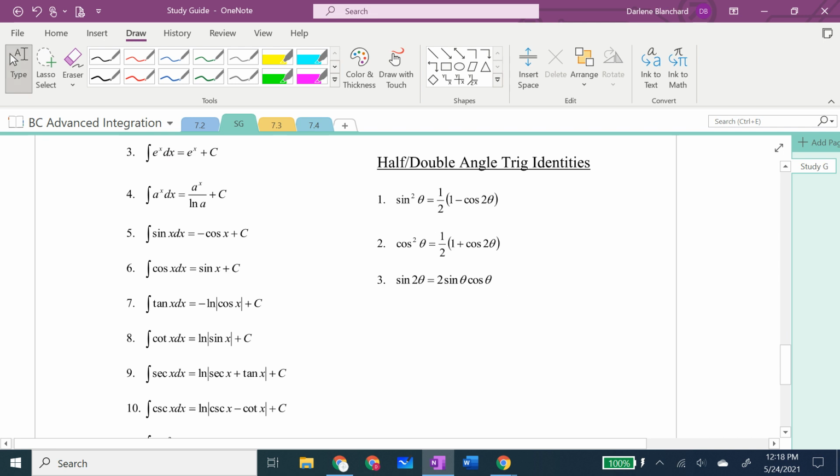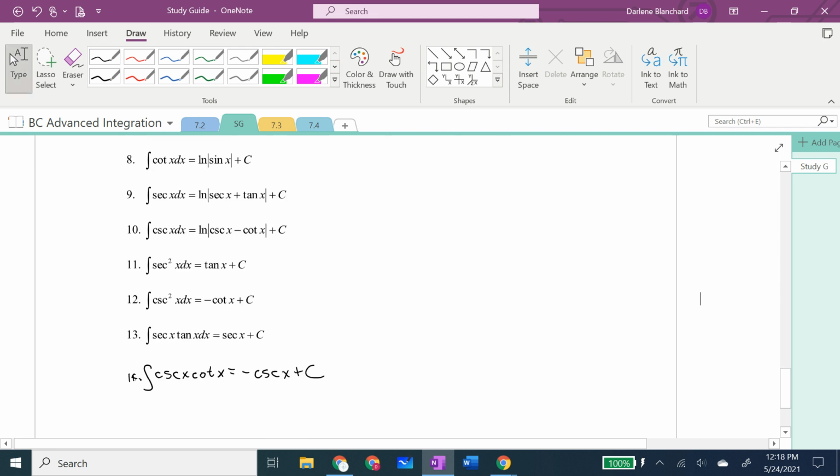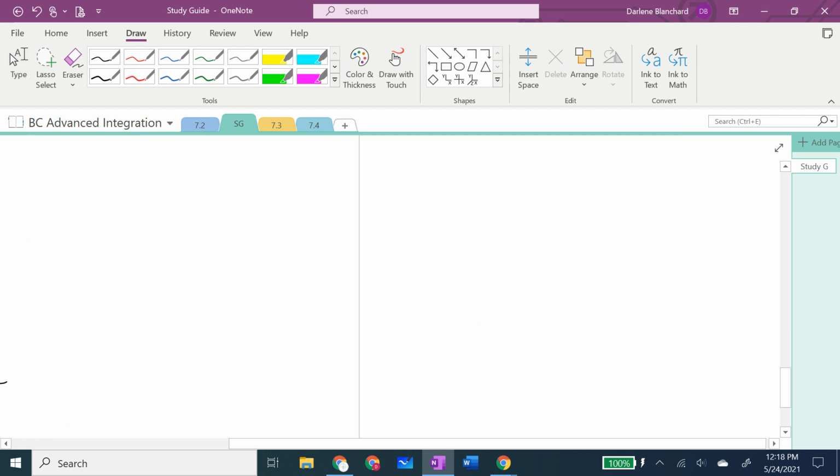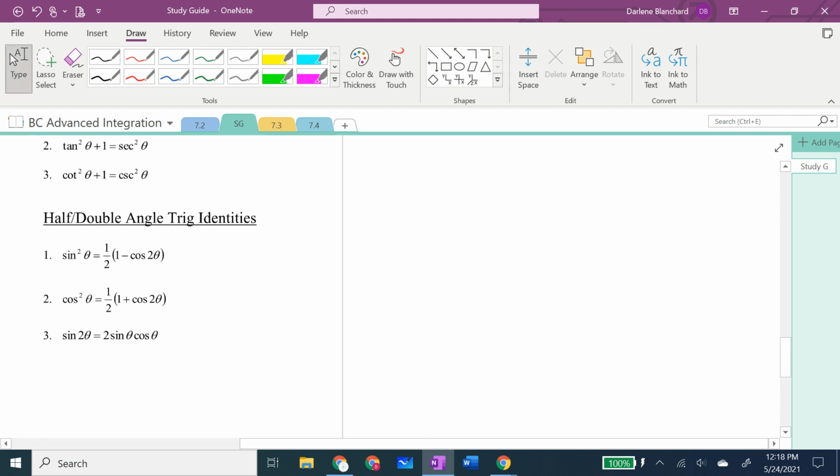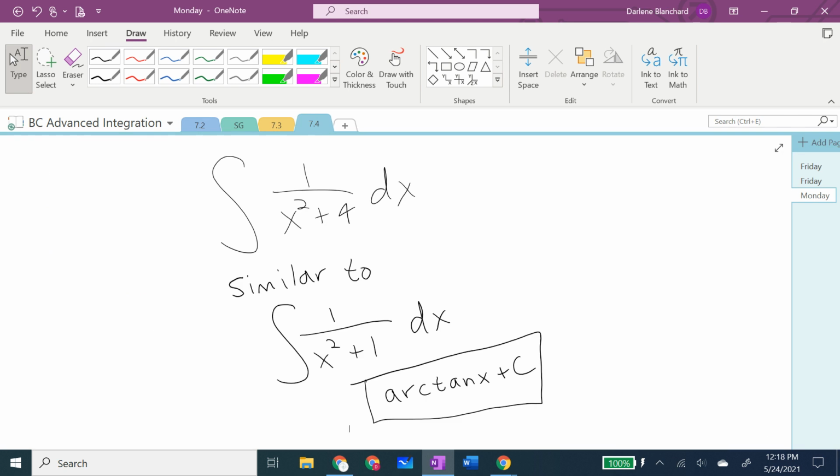That's not as many as we had before, because this is taking out the need for those 1 over x squared plus 1 and the sort. So if you run across those old integrals that we used to have memorized, you no longer get to have them memorized. You can come up with them. Is that nice?